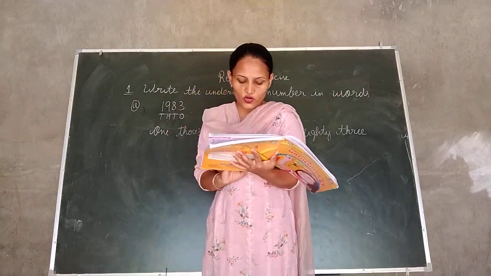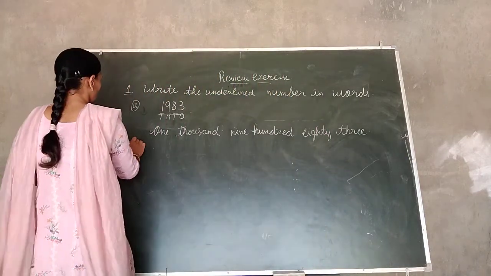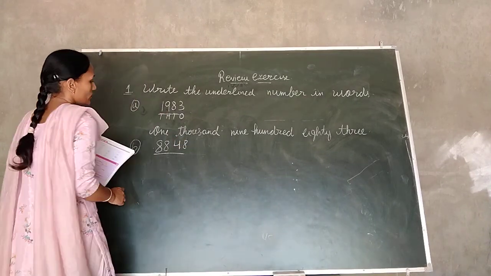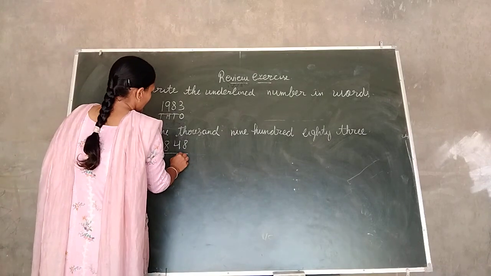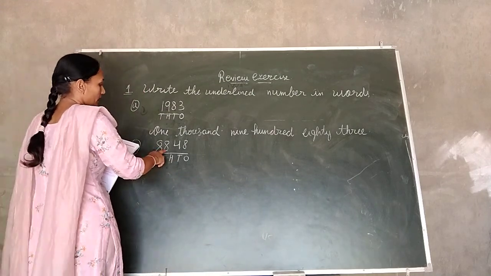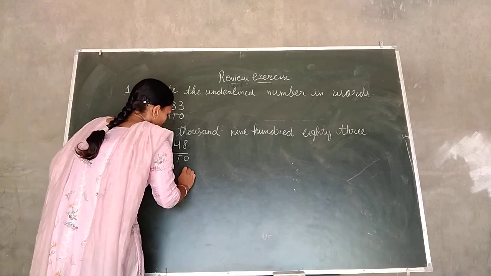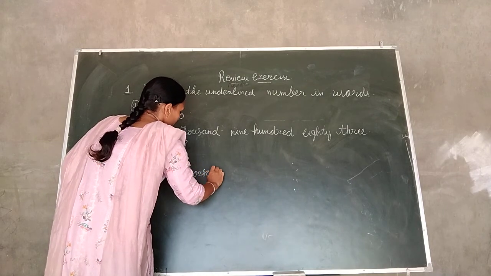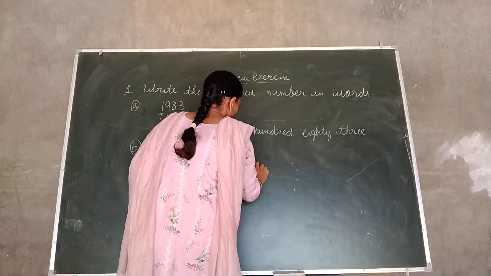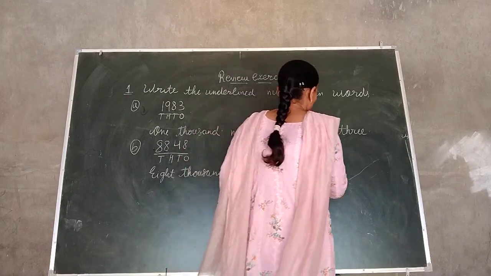Next is: the height of Mount Everest is 8848 meters. The next number that is underlined is 8848. How will we write this number? Ones, tens, hundred, thousand. This number is 8,848.